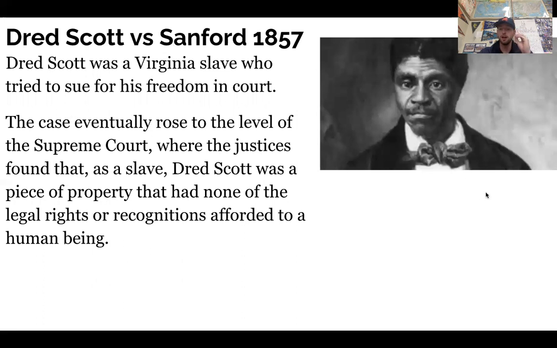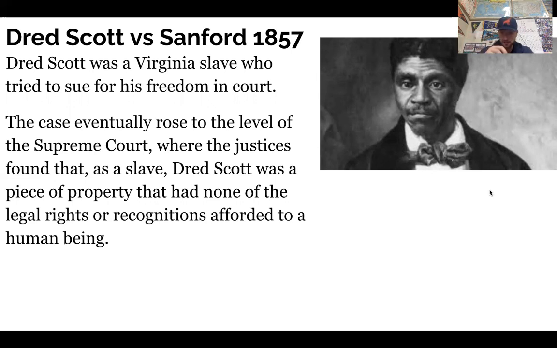Another big point and crisis leading up to the Civil War, and one of the most important and famous Supreme Court cases, was Dred Scott versus Sanford in 1857. Dred Scott was a Virginia slave who tried to sue for his freedom in court. The case eventually rose to the level of the Supreme Court, the highest court in the United States, right?